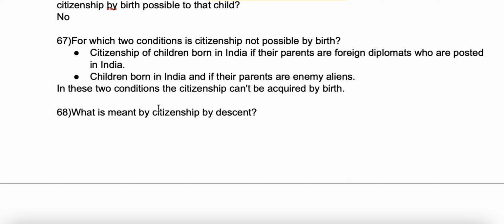67th question, for which two conditions is citizenship not possible by birth? So the first condition is citizenship of children born in India. If their parents are foreign diplomats who are posted in India, then citizenship by birth is not applicable. Second condition is if children are born in India and their parents are enemy aliens, in that condition also citizenship is not applicable by birth.